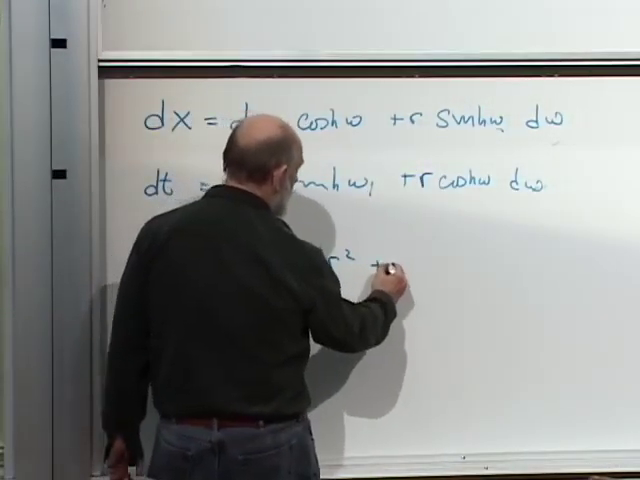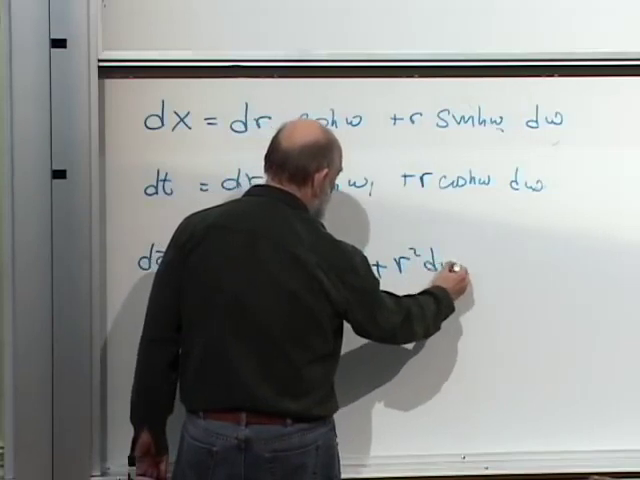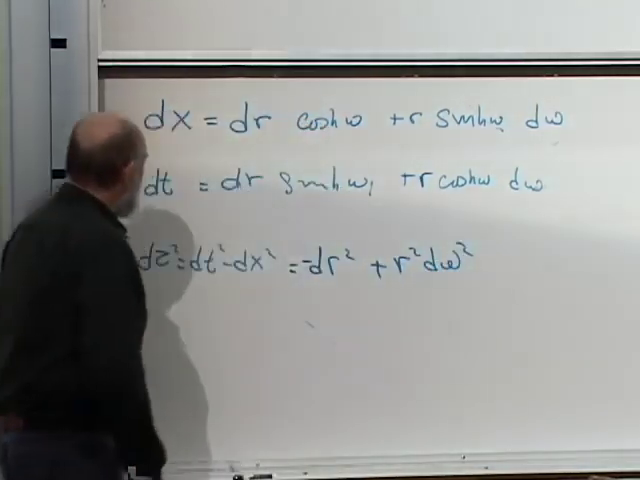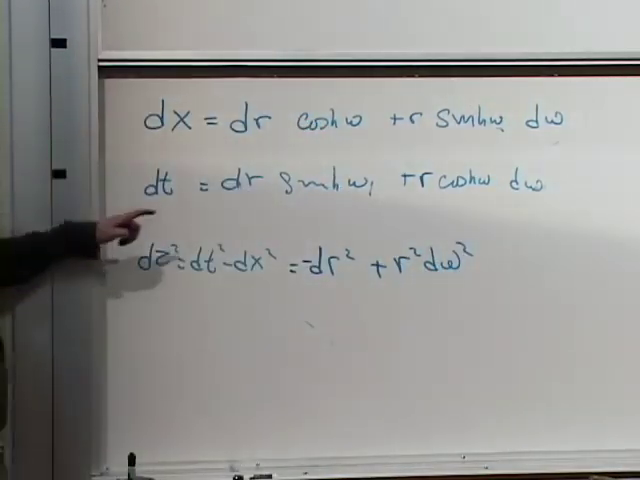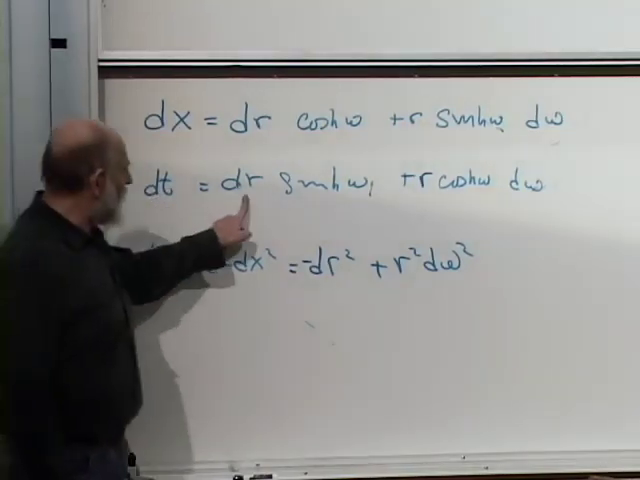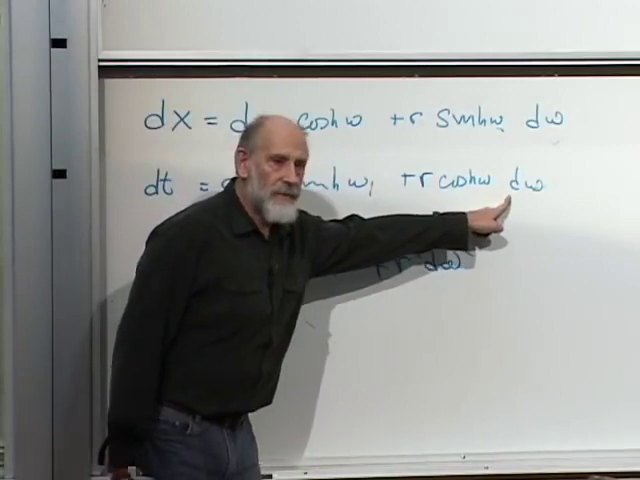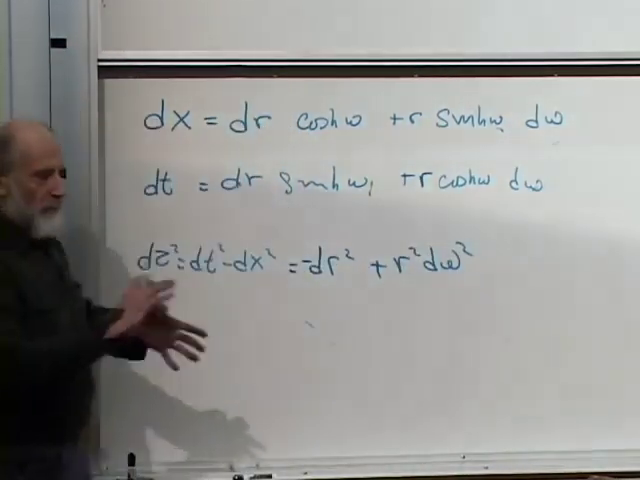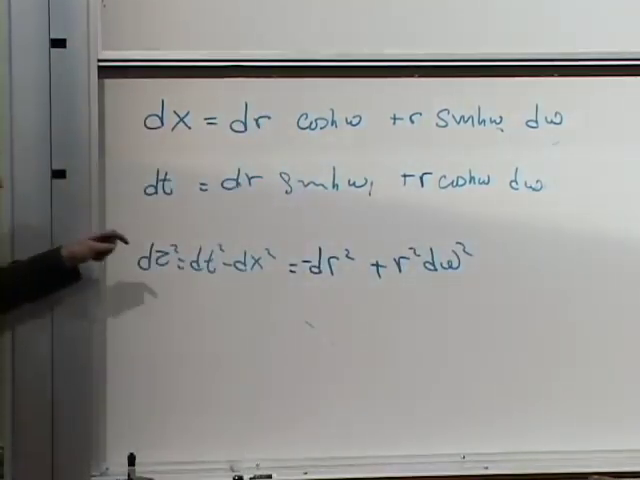So there's going to be plus r squared d omega squared. And then there's going to be some other terms. There's going to be a term, for example, from dt squared here, we'll have a term with dr times d omega, a cross term in the metric. But let's look at it. What's it going to have?